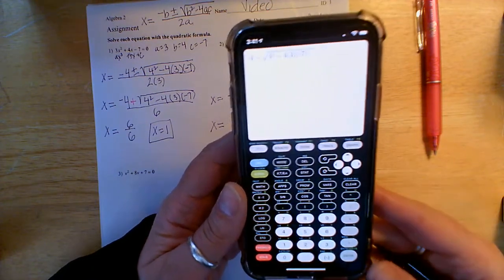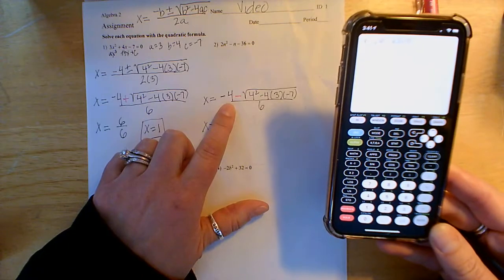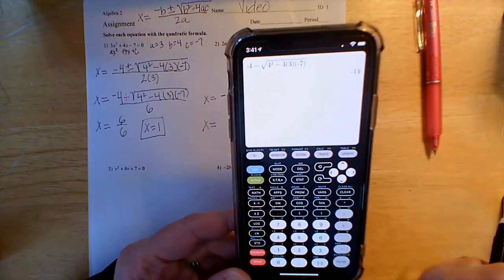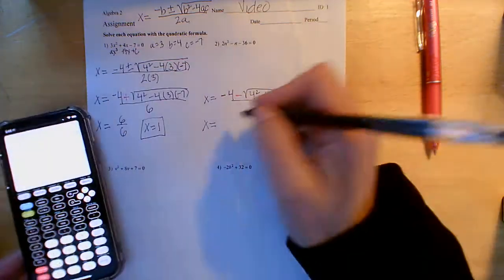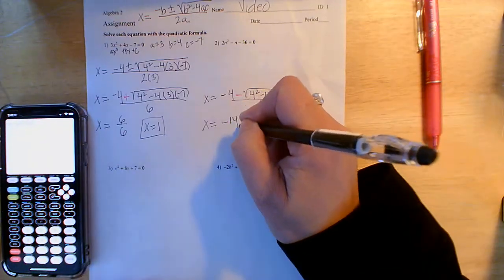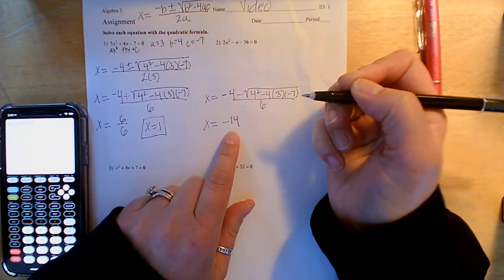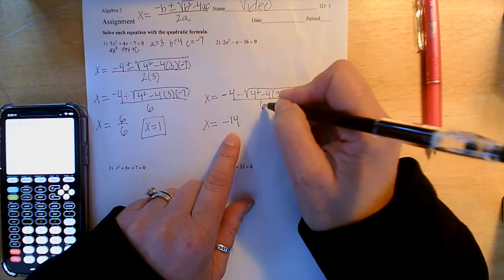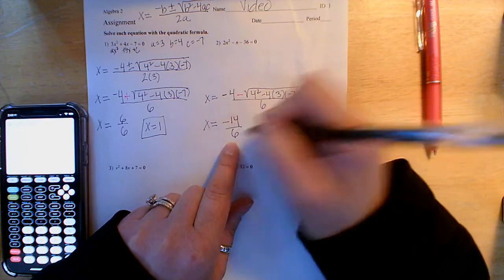All right, there we go. Is that what it looks like? It should look exactly like that, and it does. So let's press enter, and we get -14. And so that's what I put here, -14. Now, a lot of people do this by accident. They think that's the answer. That is not the answer, everybody. We still have to divide it by 6.